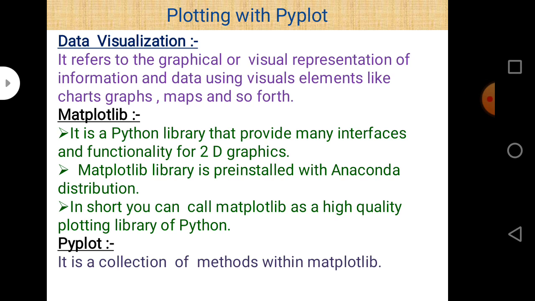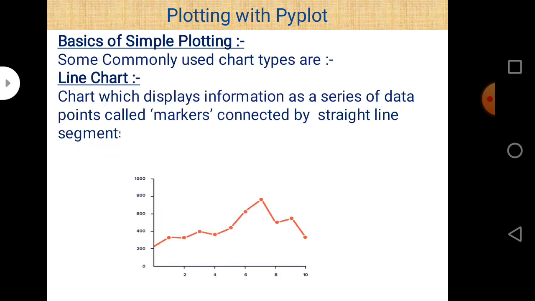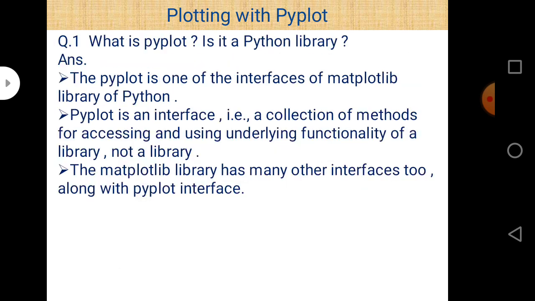So these are the three basic terms in this chapter, and there are three graphs: line chart, bar chart, and scatter chart. We have already discussed these in our previous lecture. In this lecture we are going to discuss question answer based on line chart, bar chart, and scatter chart. So first question is, it is a theoretical question: what is PyPlot? Is it a Python library?